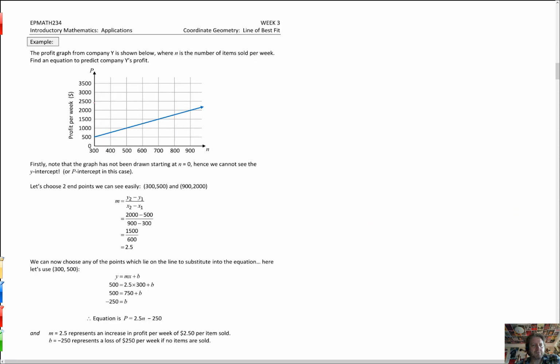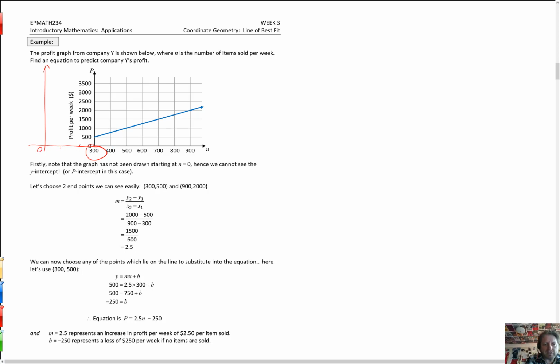Another example, we've got a profit for a company. Now, as soon as I see this, I see the main trap, in my opinion, and that is they're not always drawn from 0. That graph looks like it's got a y-intercept of 500, but the y-intercept isn't just the number where the line hits, it's where it hits the p-axis. The actual p-axis here is actually 300, 200, 100. It's actually over here, because I know I'm not good at drawing on this.